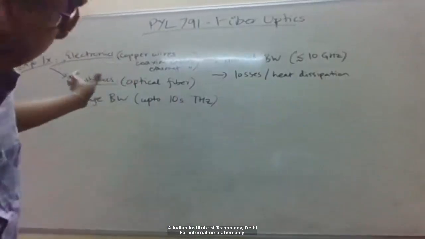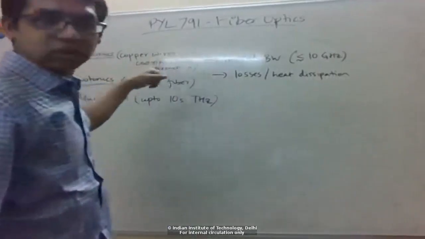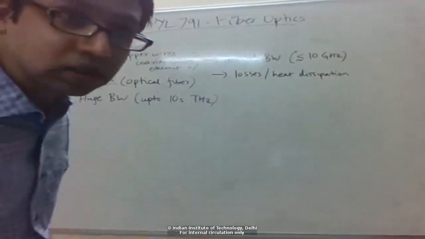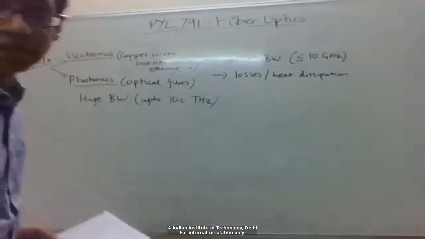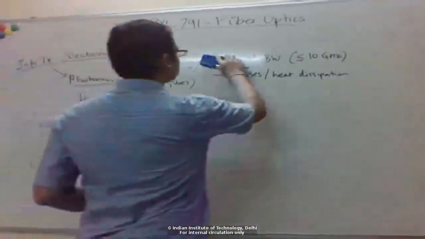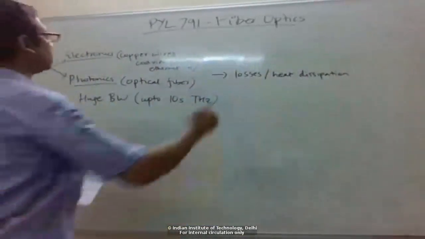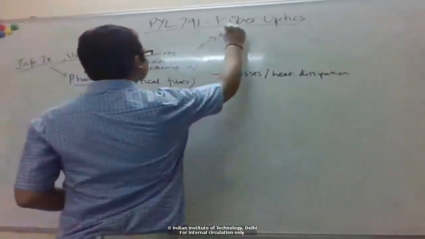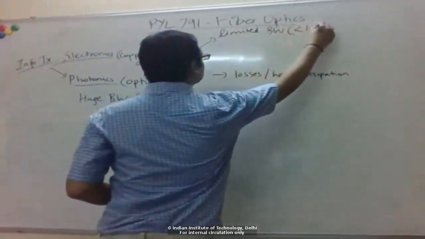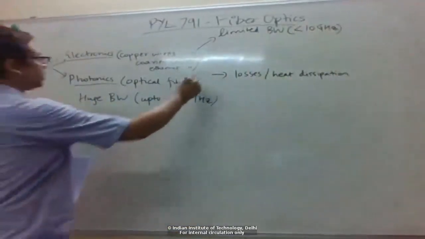I hope all this is visible. There is, I guess, some reflection on the board. Can you tell me what part is not visible? Maybe I can write that again. Sir, that limited bandwidth part, copper wires. Right.